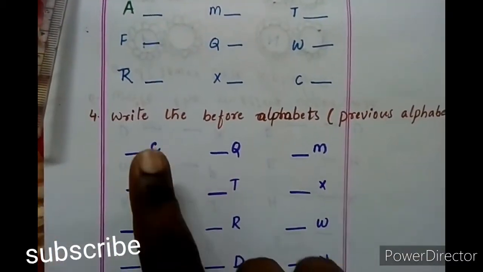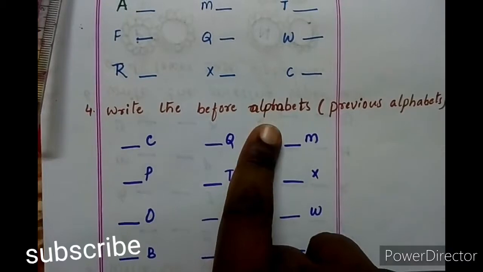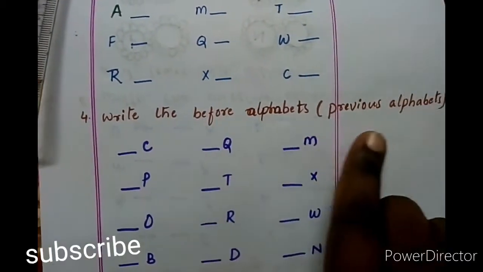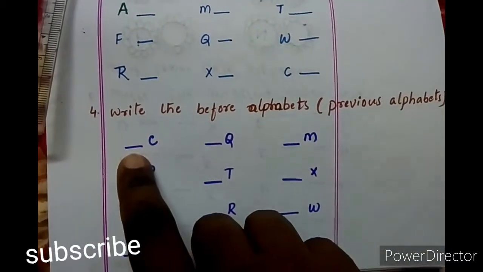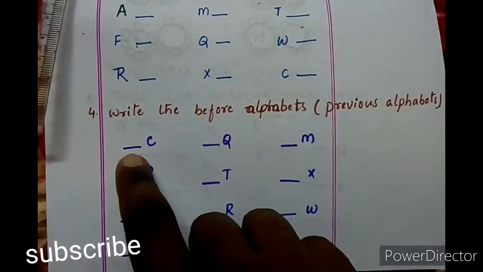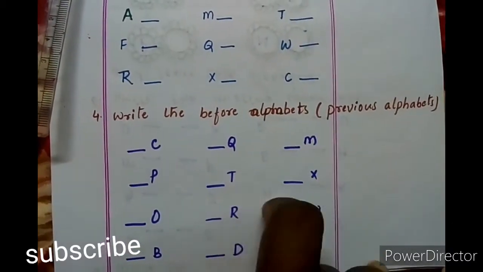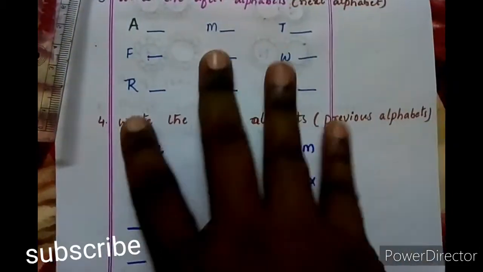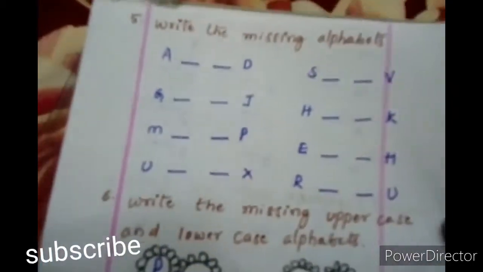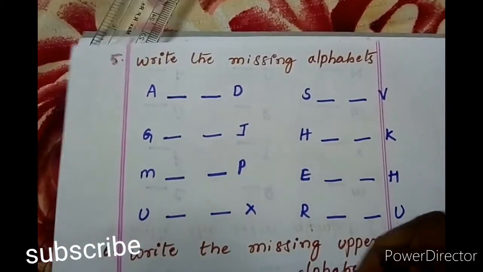Okay. Write the before alphabets. Means previous. Previous alphabets. Before C what comes? Before C, B. Before P what comes? Before M. Like that you have to write this one. Okay children, understood? Yeah.